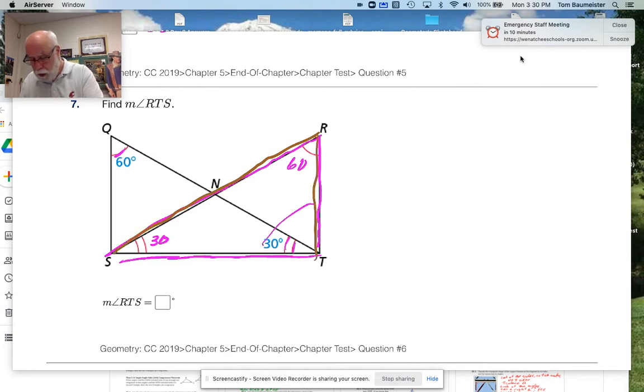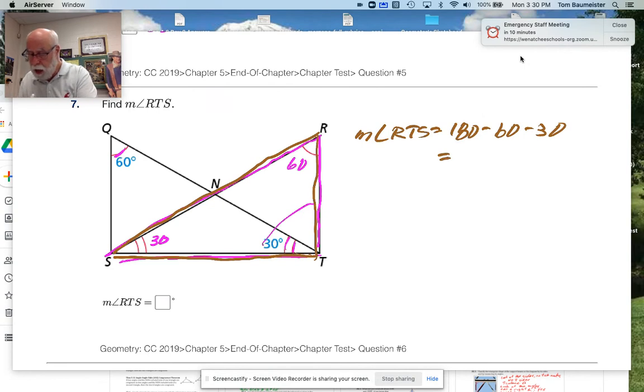All right. So now we know that the sum of the angles of a triangle is always 180. So we can say that the measure of angle RTS is equal to 180 minus 60 minus 30, which is equal to 180 minus 90, or 90 degrees. So this one here is 90 degrees, which you would have told me how it looks like it, doesn't it? And I would have said, you are so right.